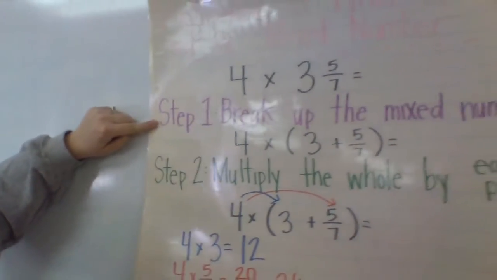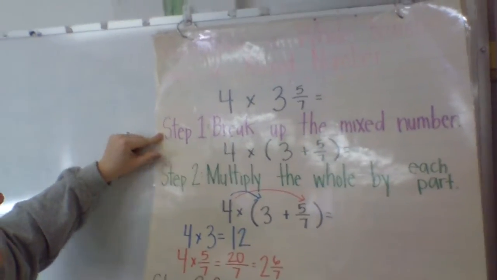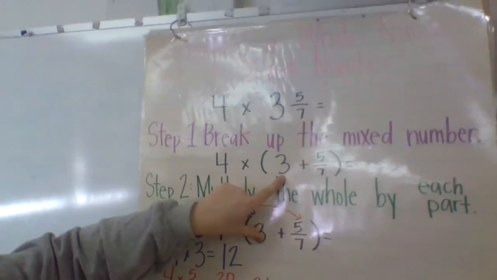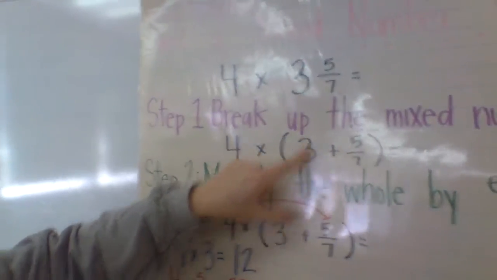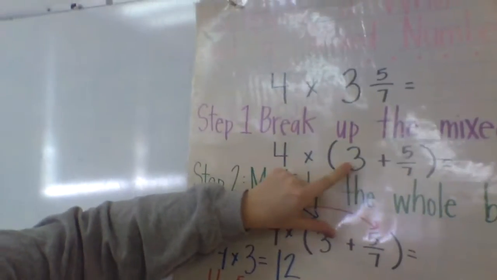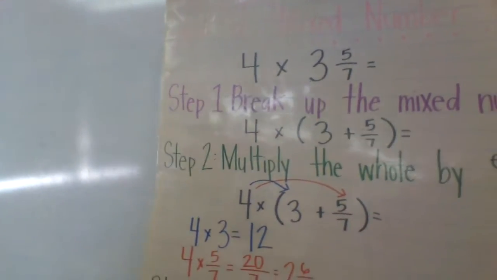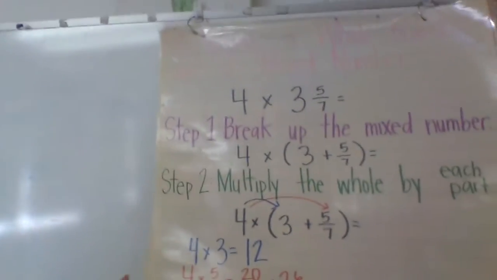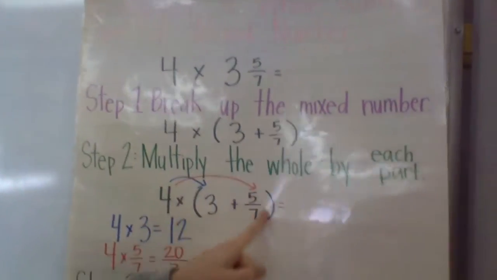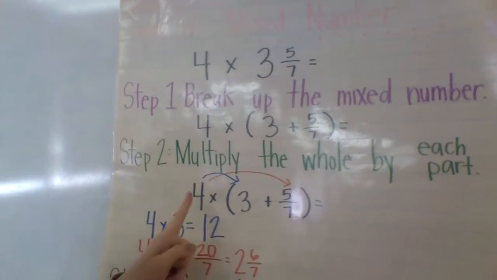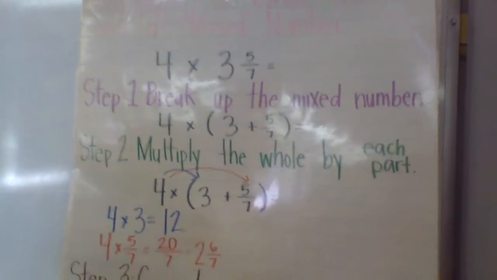The first step is you have to break up the mixed number. So 4 is our whole number. We have to break our mixed number up, and we do that with addition. So 3 and 5/7 we break into 3 plus 5/7. Now our second step is we have to multiply the whole number to each part we just broke up. So we have to do 4 times 3, and then we have to do 4 times 5/7.